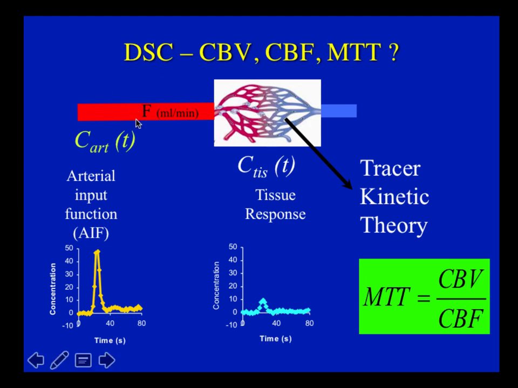The concentration time curve in the arteries is generally referred to as the arterial input function, and the concentration time curve in the tissue is called the tissue response function. These two can be combined using tracer kinetic theory to come up with the estimates of the parameters that we need.